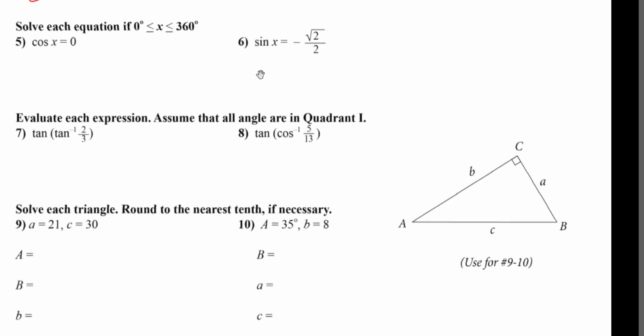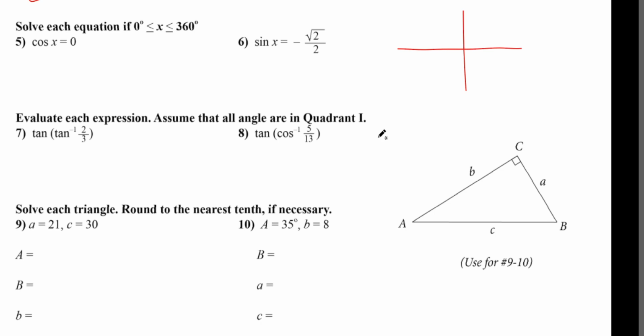What about this stuff? Oh, 6. Okay. So here's what I'm going to do. I am going to draw one of these, X and Y axis, and I want to find out where the sine is. Where is the sine, the negative square root of 2 over 2? Well, sine is the Y value, isn't it?